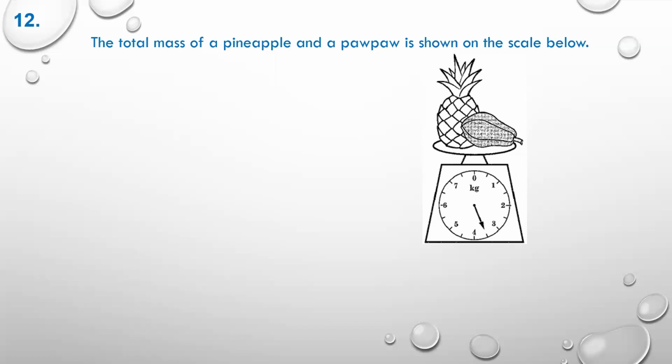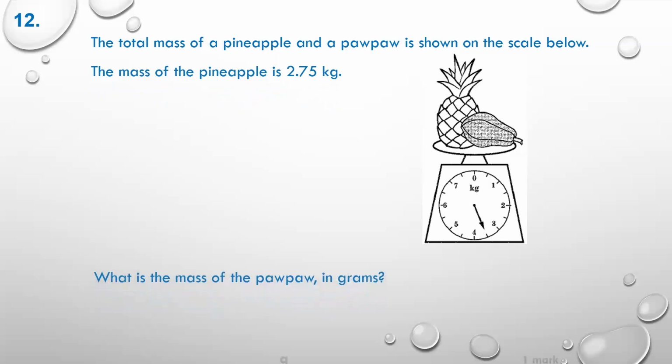Now that we know that, the mass of the pineapple is 2.75 kilograms. What's the mass of the pawpaw in grams? So we know certain things. Let's think about the total mass. It's somewhere between 3 and 4. So let's put a little dotted line so you can see it clearly. So what would we consider that to be?